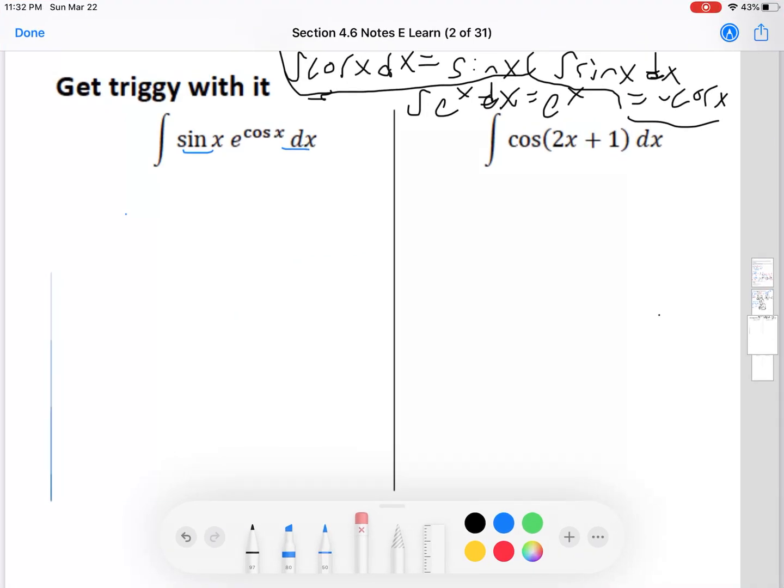All right, now we are going to get Triggy with it and look at u substitution with trig integrals. Really, there are three integrals that you just need to know to do these.